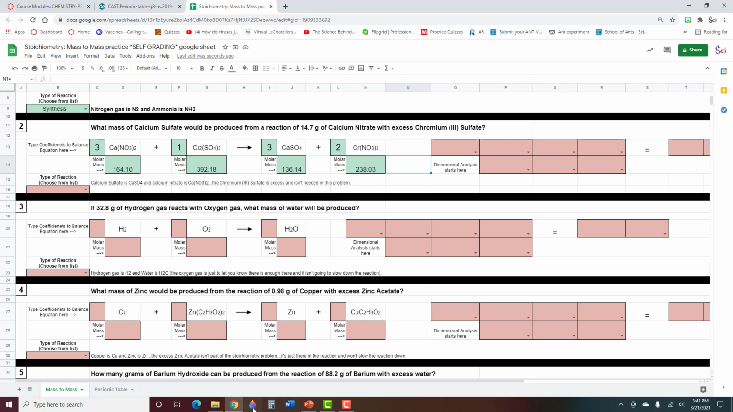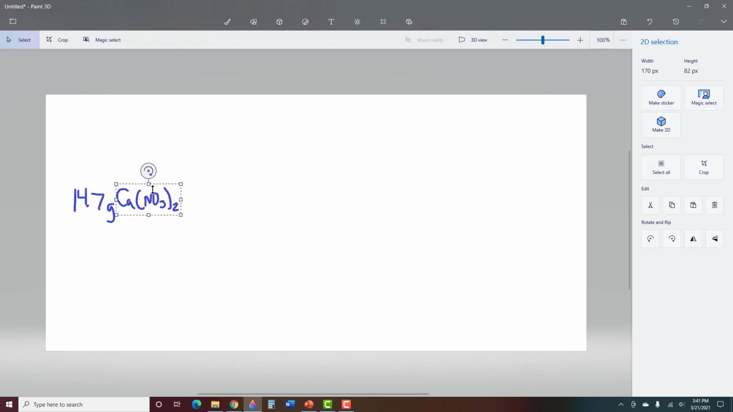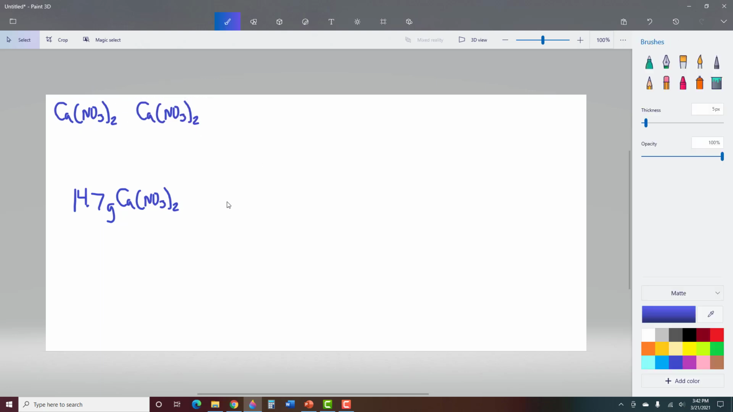So let's start by writing what we have. So we have 14.7 grams of CaNO3 2. Okay. And then we're going to be writing this actually a couple times, so to save myself a little bit of time, I am going to just copy this, paste. We'll just put some CaNO3s up here. Alright, just save myself some time later.